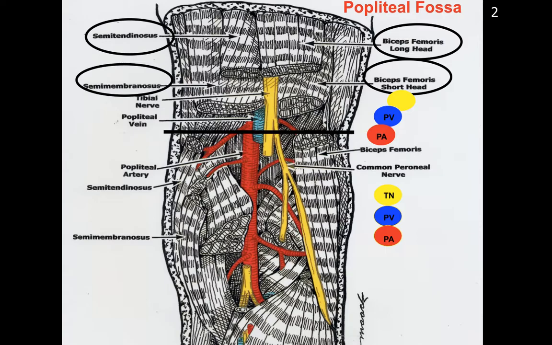You will also note at the level of the popliteal crease that the tibial and peroneal nerves are separate, with the peroneal nerve being considerably more lateral than the tibial nerve.